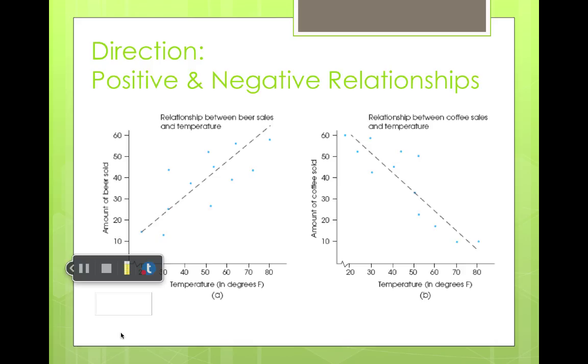The negative relationship is shown on the right-hand side, and that is as the temperature gets hotter, the coffee sales go down and probably the hot chocolate sales too. So that's what we call a negative or an inverse relationship. As one variable goes up, the other one goes down.